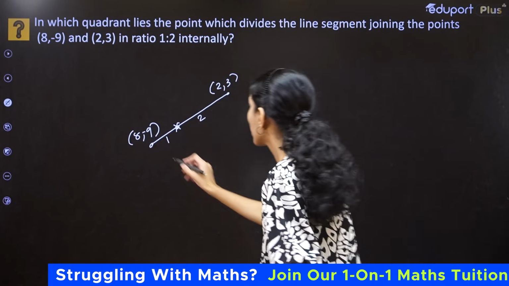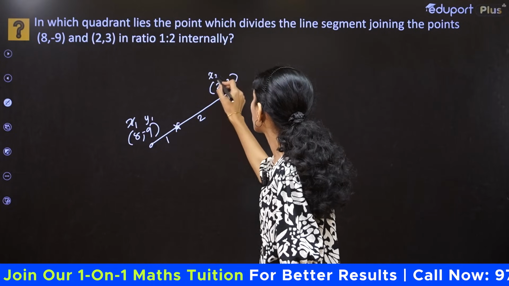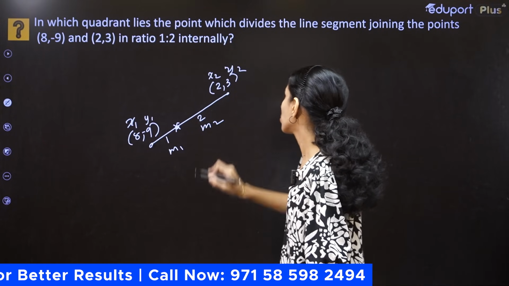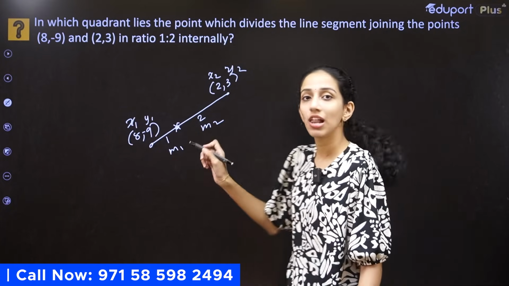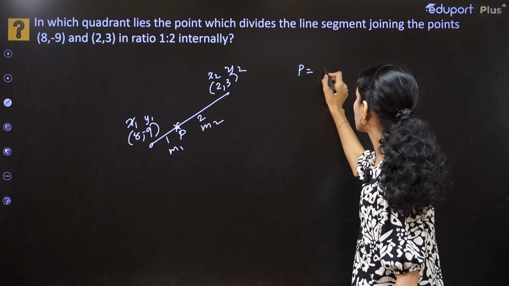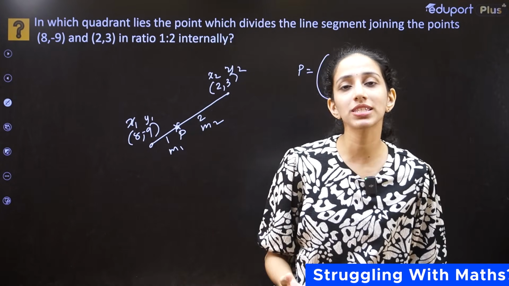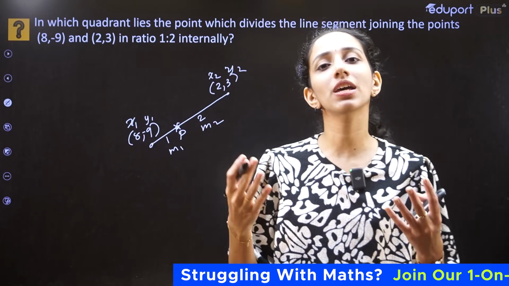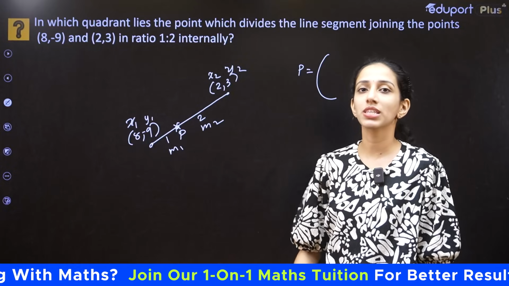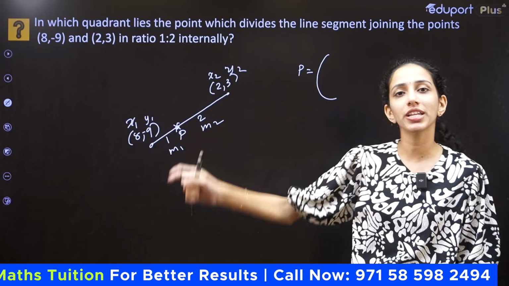And here we have x1, y1, and x2, y2. Also we have m1 and m2. So we have our section formula. Let me denote that point as P. So P is equal to (m1 x2 plus m2 x1) by (m1 plus m2), then (m1 y2 plus m2 y1) by (m1 plus m2). Okay, so just substitute into that formula and find the answer.